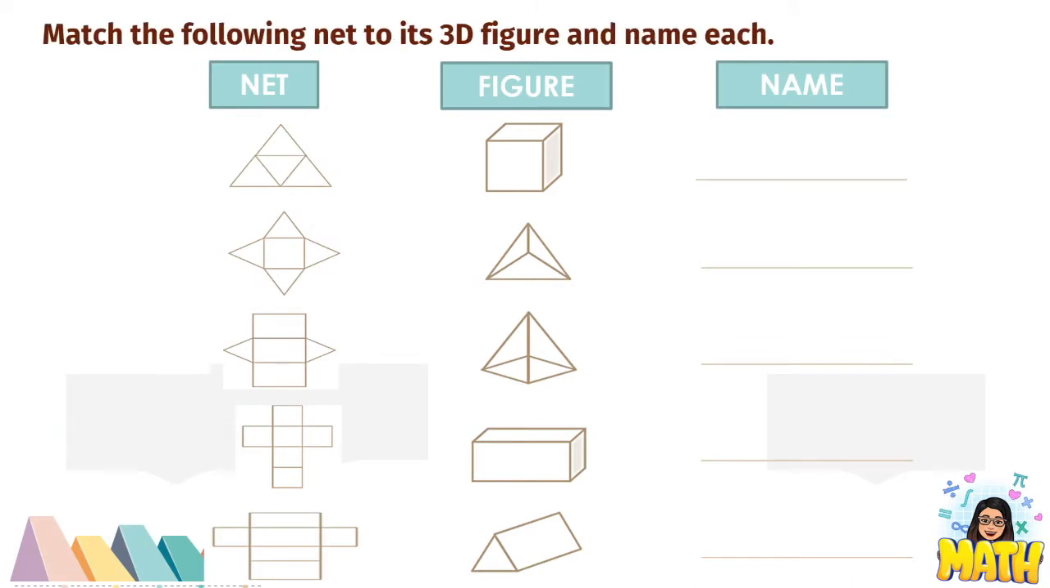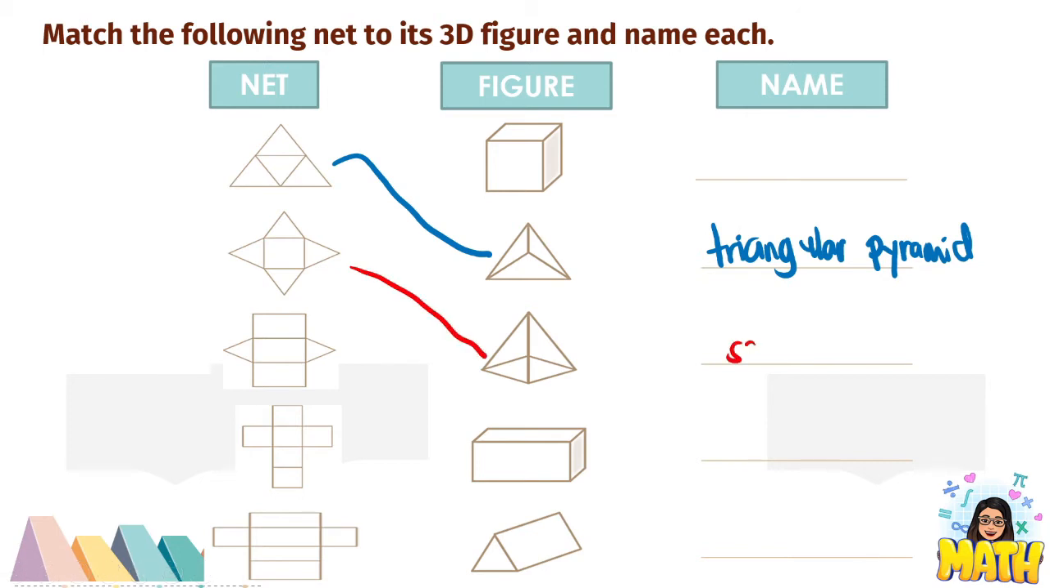Let's match the following net to its 3D figure and name each. So first, this net which has all triangles, and once we connect the edges of this, we can form this kind of figure. And this one is what we call triangular pyramid. The second one, which has a square in the middle, while the rest are all triangles, we can match it with this, in which the base is a square and still a pyramid. Therefore, this is a square pyramid.